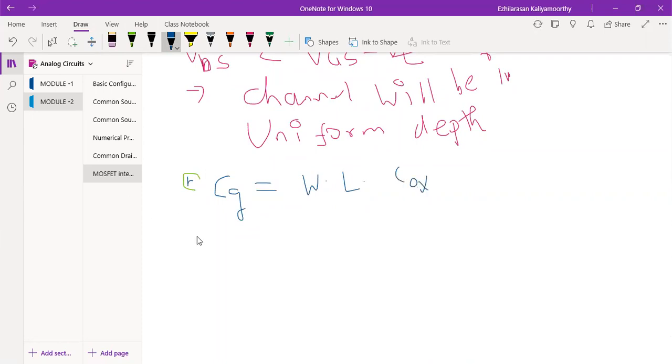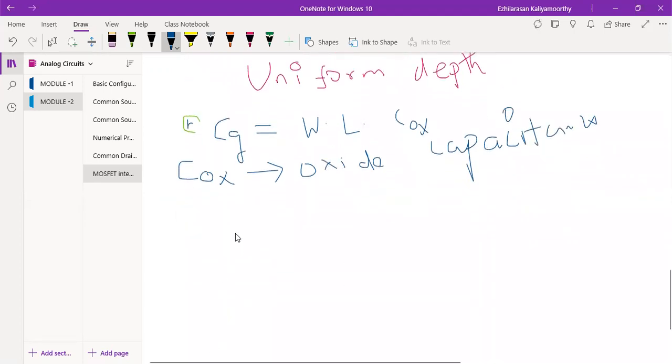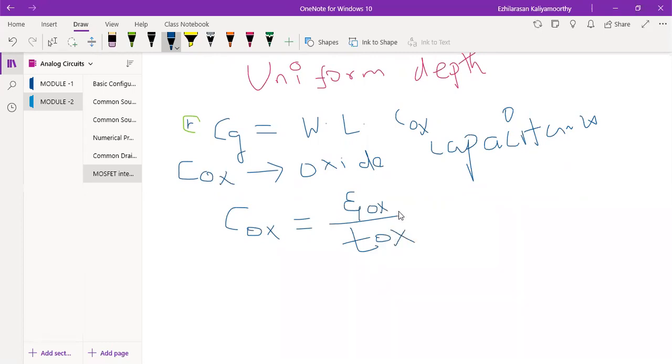So what is Cox actually? W is the width of the channel. L is the length of the channel. What is Cox? Cox is the oxide capacitance. But we need to know what Cox is. Already we said Cox is equal to epsilon ox divided by T ox, where epsilon ox is the permittivity of the oxide and T ox is the thickness of the oxide layer actually.